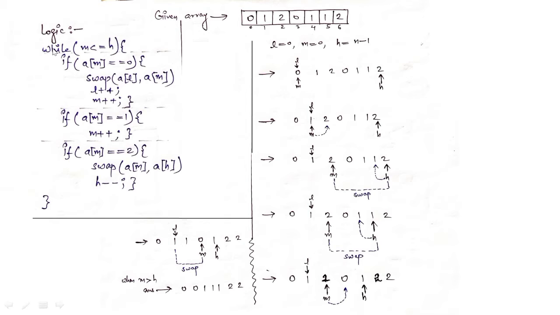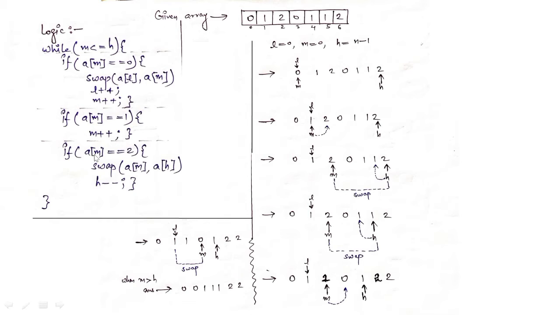We will be running a while loop, and the condition is till m is less than or equal to h. There are three if statements. The first one is if the element at m is equal to 0. If we encounter an element which is 0, we will swap the element at lth index and the element at mth index, and we will increment the value of l and m by 1, right? So if we encounter a value of 1 in the array, then we will simply increment the value of m by 1, nothing else we need to do.